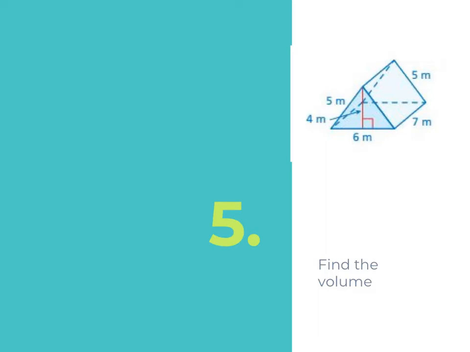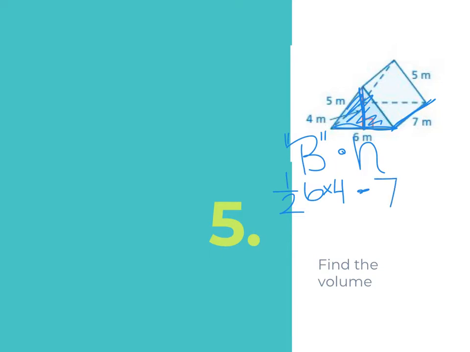So let's try the next problem. So again, that's a triangular base, but it's a different kind of triangle. So area of the base times the height of the entire thing. Okay, so remember it's 1/2 base times height. In this case, the base is 6, and the height, right there, it's pointing right at it, is 4, times the height of the entire thing. So if I stood it up on its base, it would be 7 meters tall. Good.